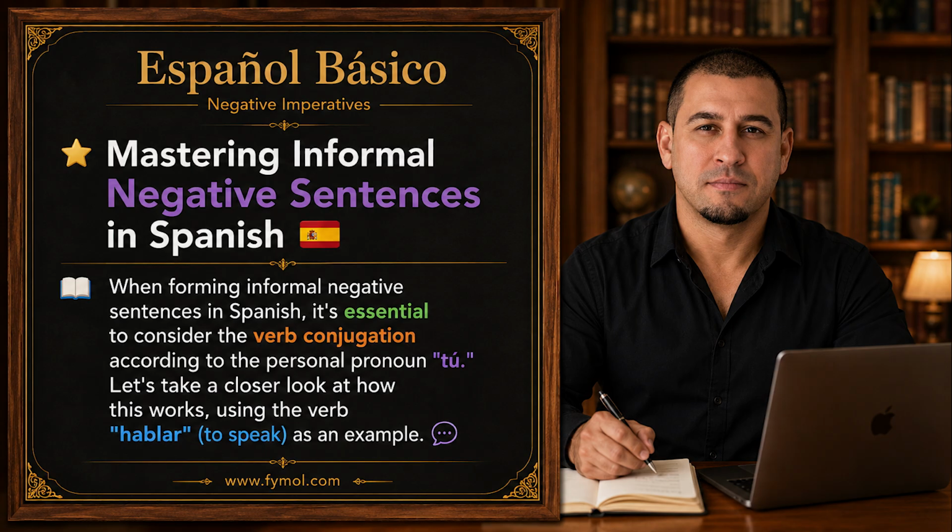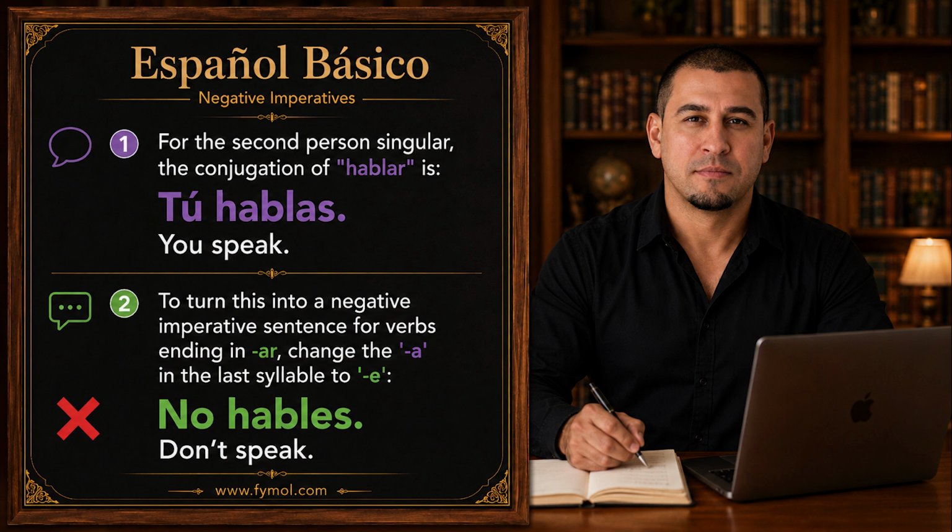Mastering informal negative sentences in Spanish. When forming informal negative sentences in Spanish, it's essential to consider the verb conjugation according to the personal pronoun tú. Let's take a closer look at how this works using the verb hablar. As an example, for the second person singular, the conjugation of hablar is tú hablas, you speak. To turn this into a negative imperative sentence for verbs ending in AR, change the A in the last syllable to E. No hables.